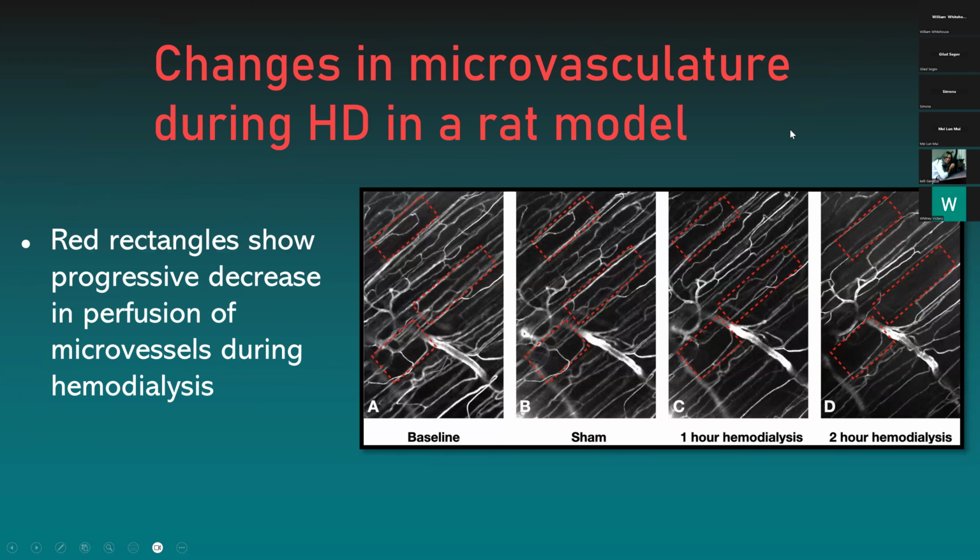And this was an interesting study. This was an experimental study where some rats underwent hemodialysis, and they looked at what happened to the microvasculature. So these weren't azotemic or uremic at all, but just the process of performing hemodialysis on them. These red rectangles show how microvascular perfusion decreased even 1 or 2 hours into treatment.